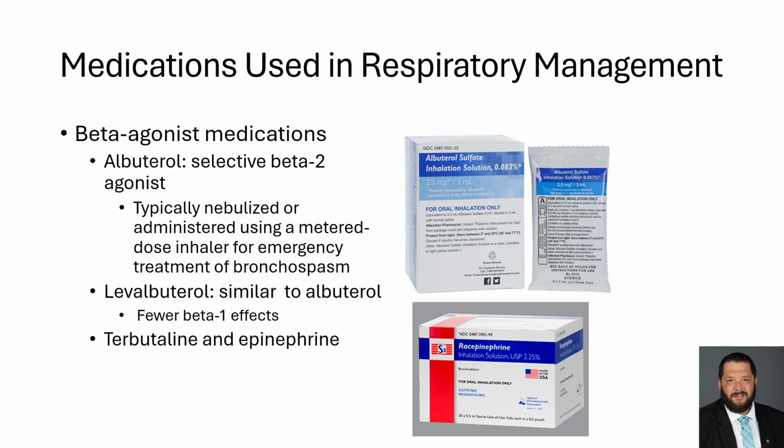Other medications that are used in respiratory management include beta agonist medications. Albuterol, which is a selective beta-2 agonist that is typically nebulized. We can also use levalbuterol, which has similar effects to albuterol, but with fewer beta-1 effects. We also may administer terbutaline for its respiratory implications, as well as racemic epinephrine, and racemic epinephrine is nebulized.